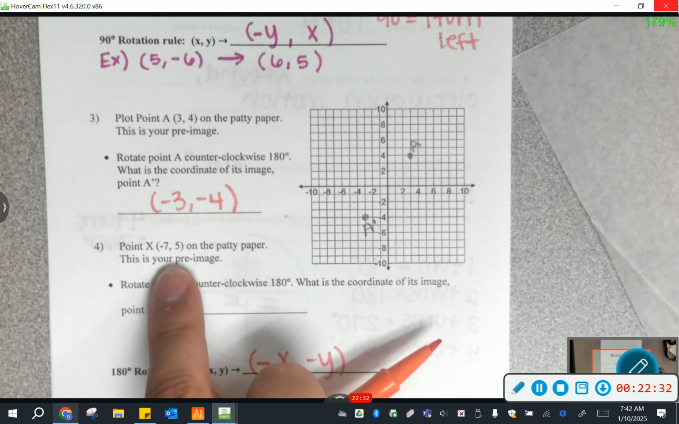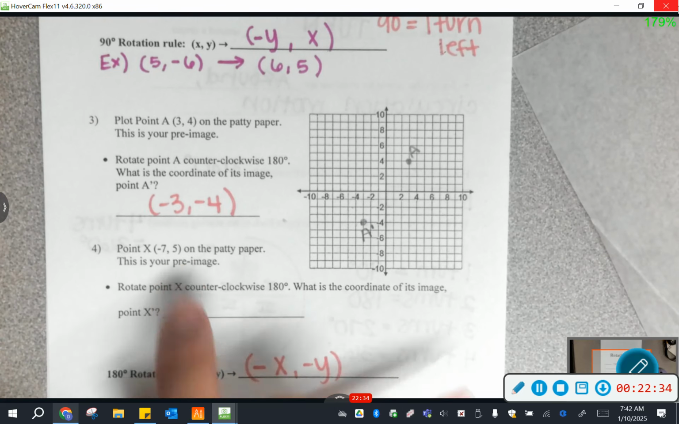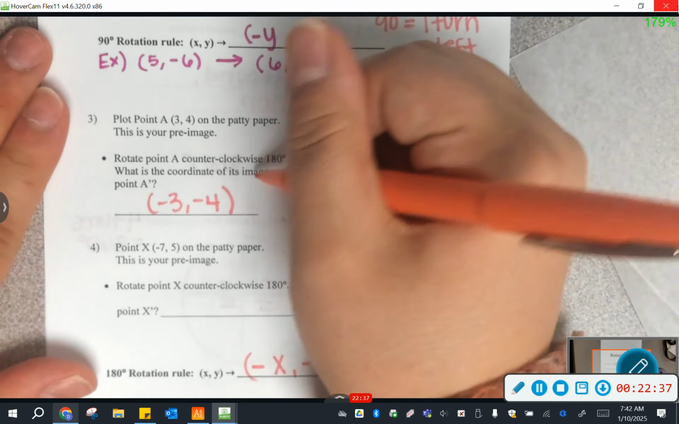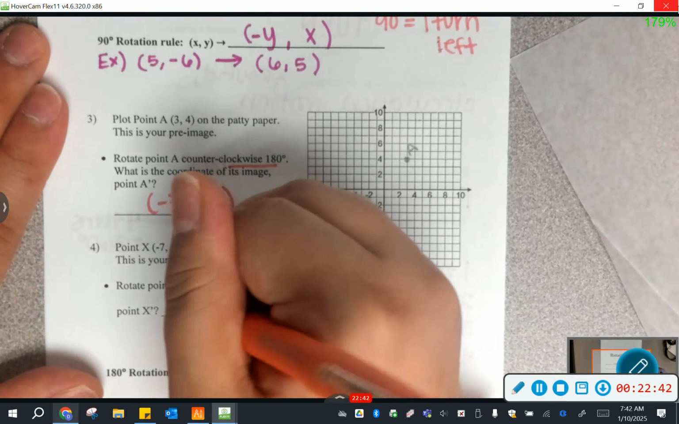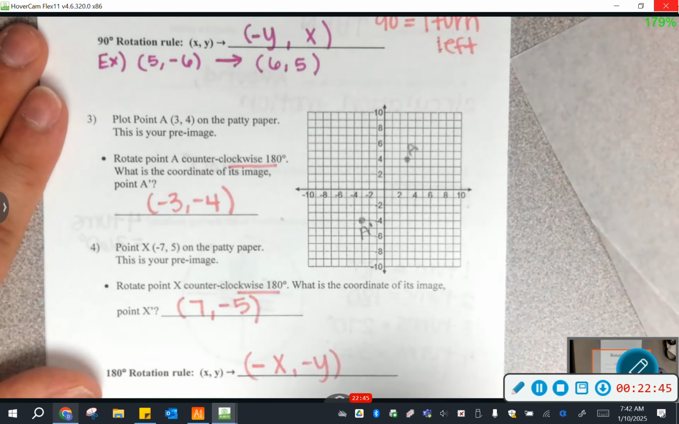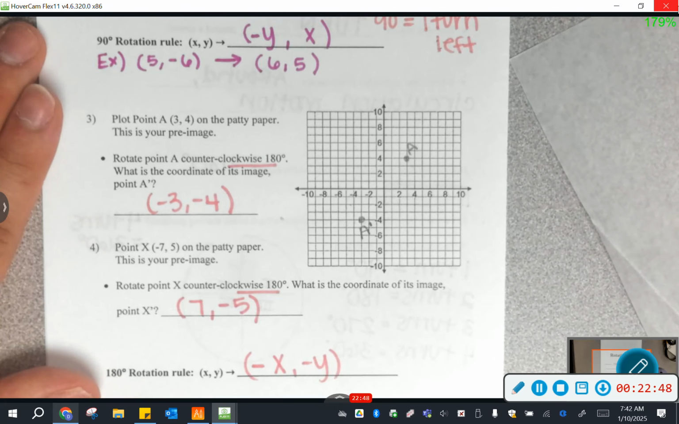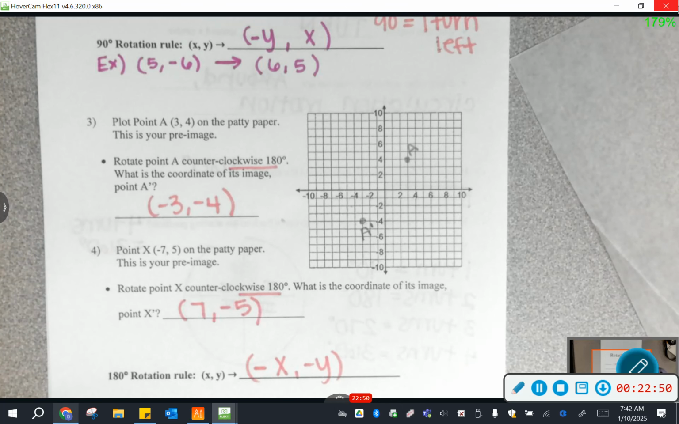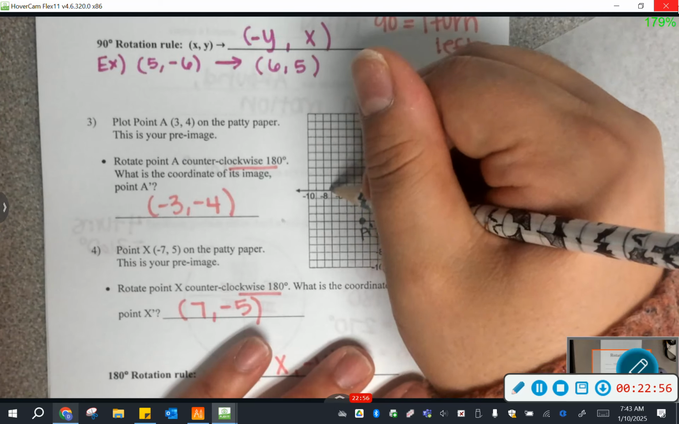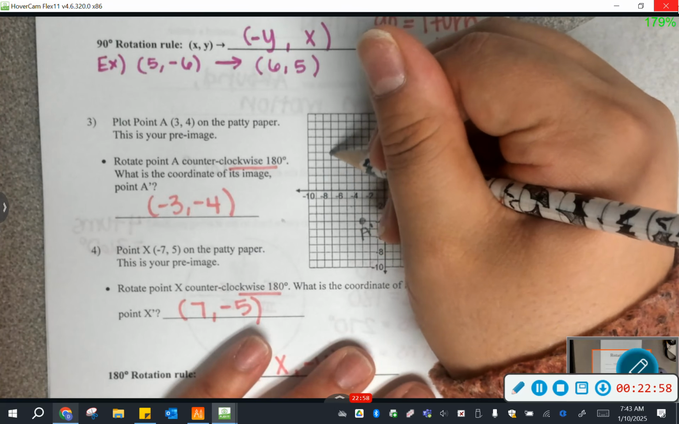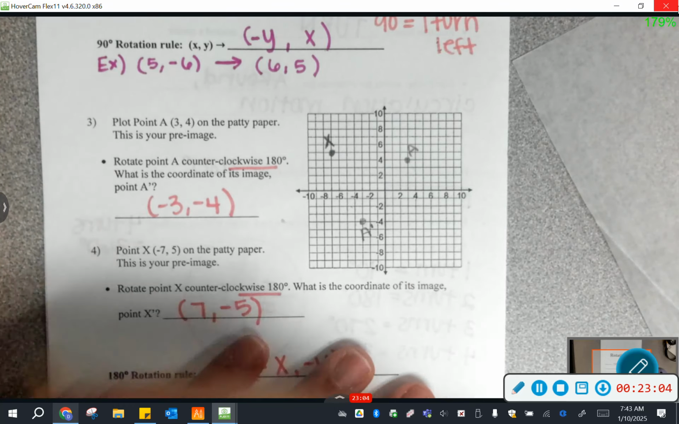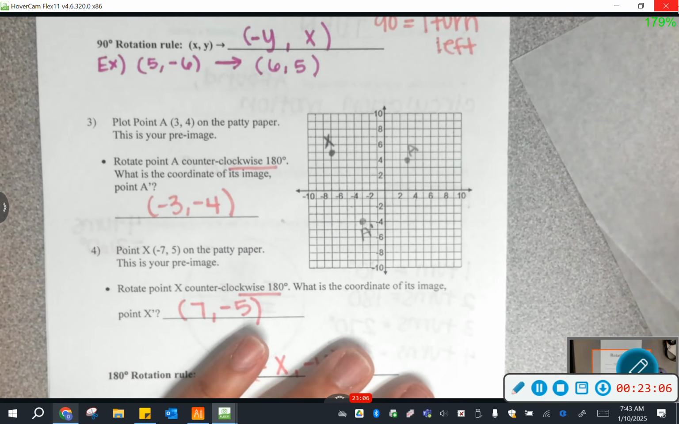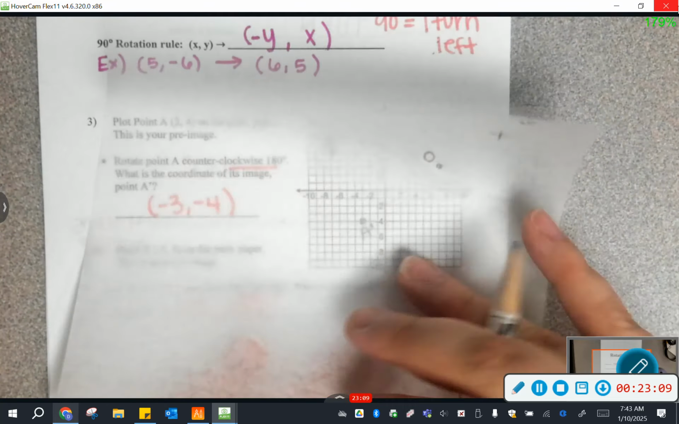What do you think, and we don't even need, I'm not going to use patty paper for this one. What do you think the point X is going to be if you rotate 180 degrees? 7, negative 5. Just change the signs. So if I were to plot negative 7, positive 1, 2, 3, 4, 5. And if you don't like this rule, I do like this rule, but if you don't like it, take it and turn your patty paper twice.